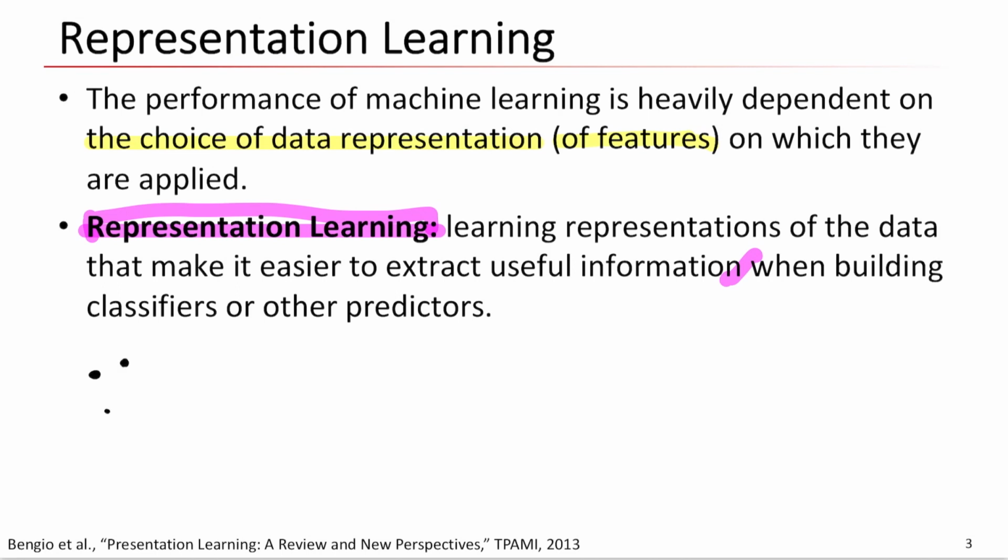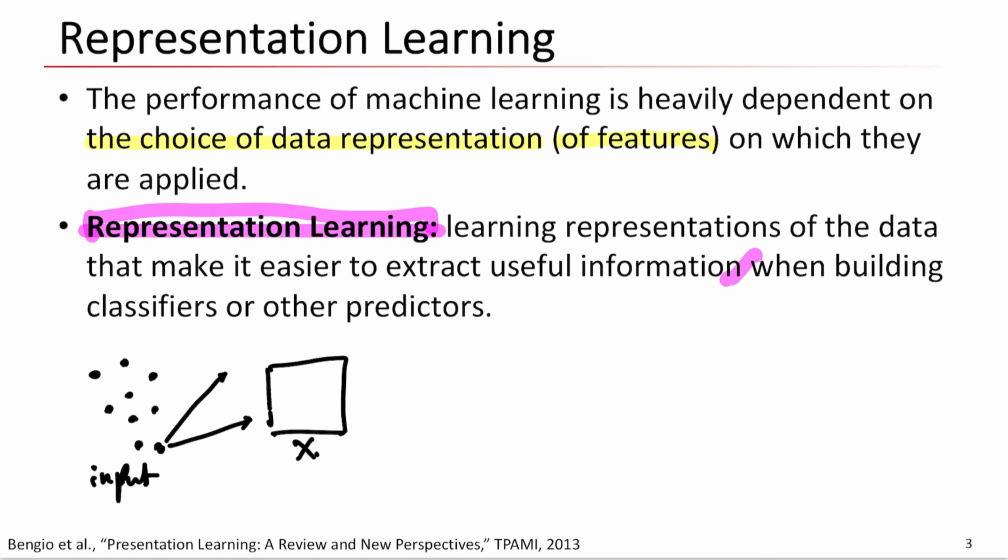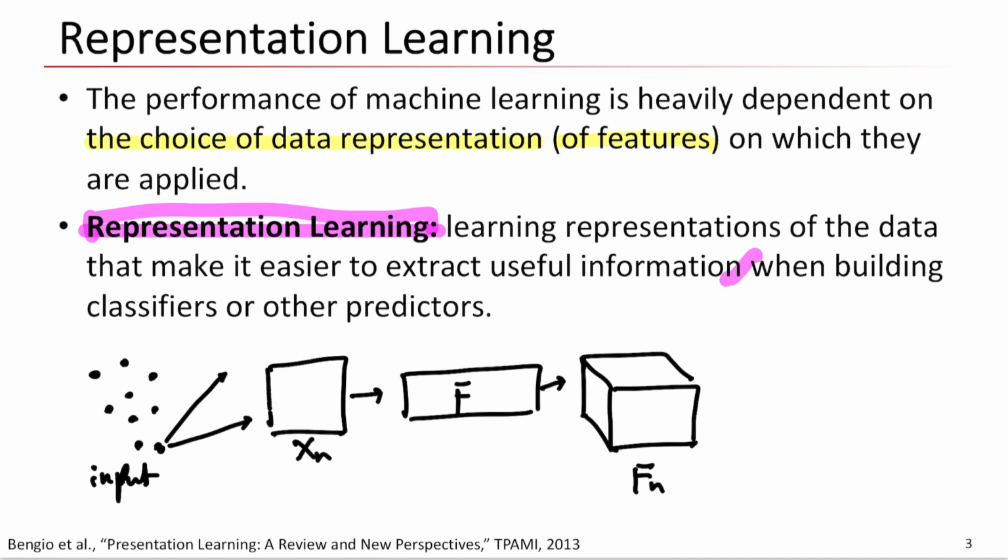So let's think about the input samples. When you think about just one sample, let's think about the image case. It might be x_n, right? So this is the input, and we use some kind of machine learning module, such as a convolutional neural network or a recurrent neural network, and by using this module, we can get the representation. For example, if we use a convolutional neural network, it will be the convolution activation.